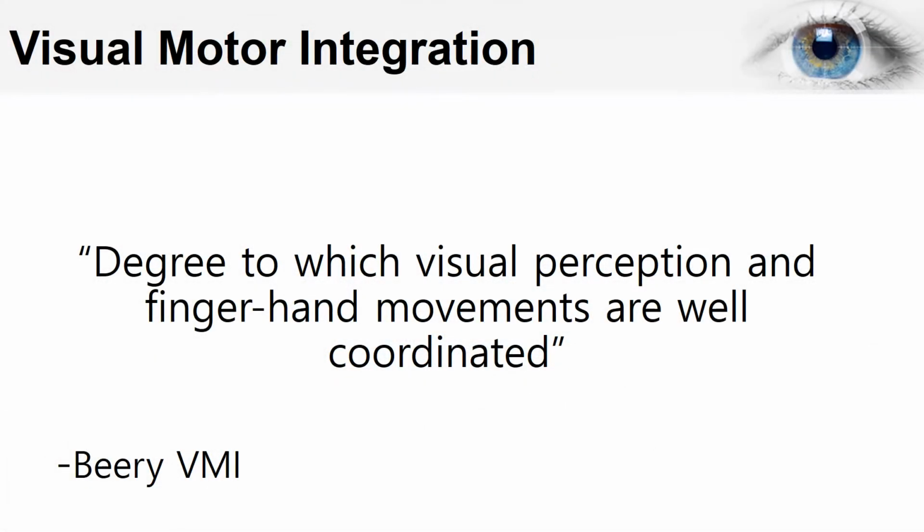The Berry VMI is an assessment tool used to test visual motor integration. The Berry VMI defines visual motor integration as the degree to which visual perception and finger-hand movements are well coordinated. In other words, it is the skill that lets us use our eyes and our hands in a coordinated way.